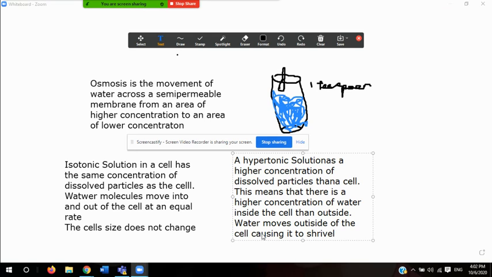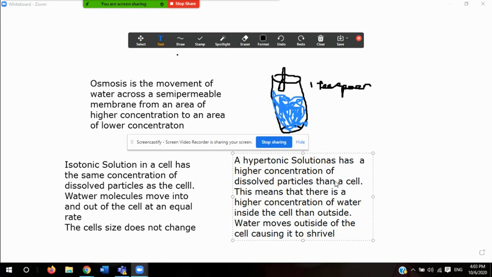So again, when we have a hypertonic solution, I'm sorry, I realized that I just did not write a word. A hypertonic solution has a higher concentration of dissolved particles than a cell. There you go. So a hypertonic solution has a higher concentration of dissolved particles than a cell.